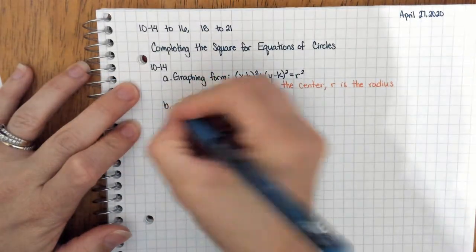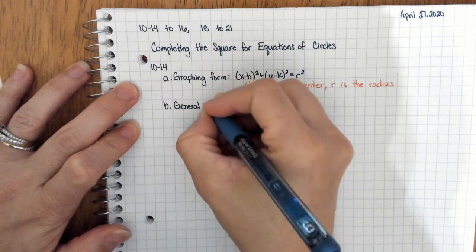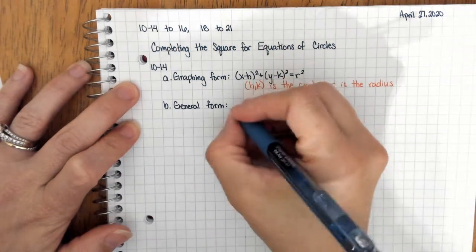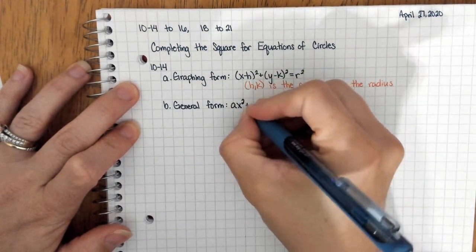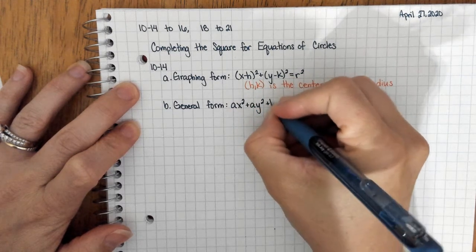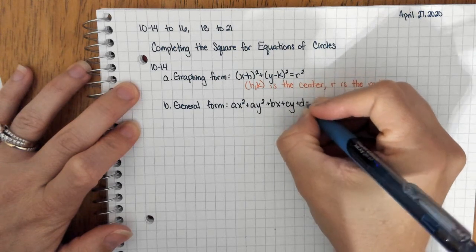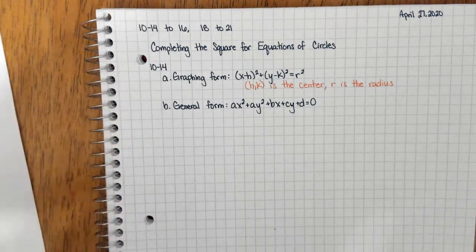For part B, general form is ax squared plus ay squared plus bx plus cy plus d equals 0. No, you don't need to memorize that.